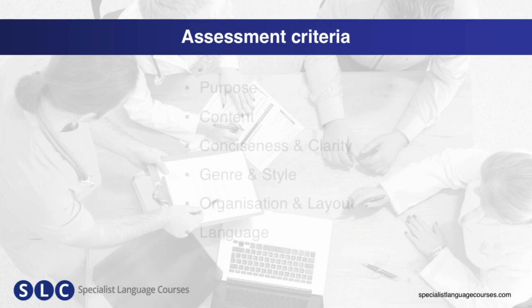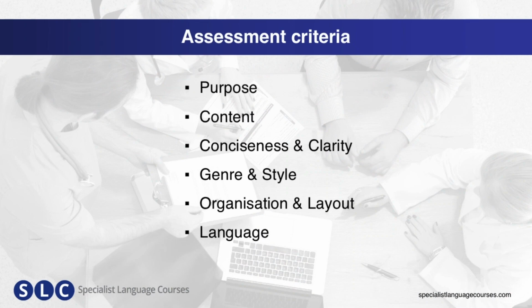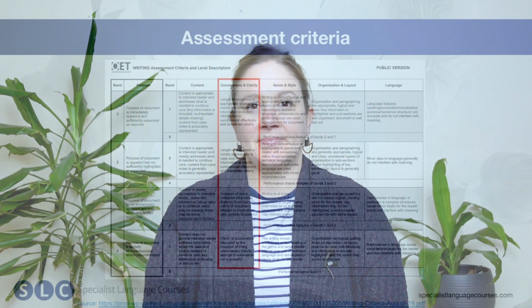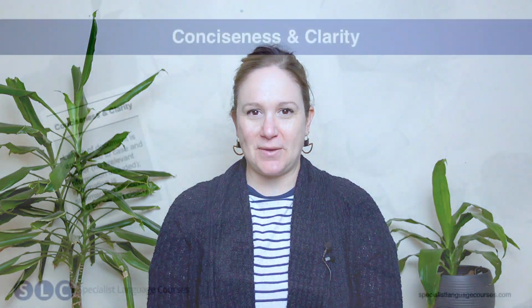You will be assessed on 6 criteria. Purpose is scored out of 3 and all the rest have a maximum of 7. You can find a downloadable copy of this writing criteria on the OET website. It's a good idea to use the descriptors for Band 7 to find out exactly what you have to do to score highly in this area.